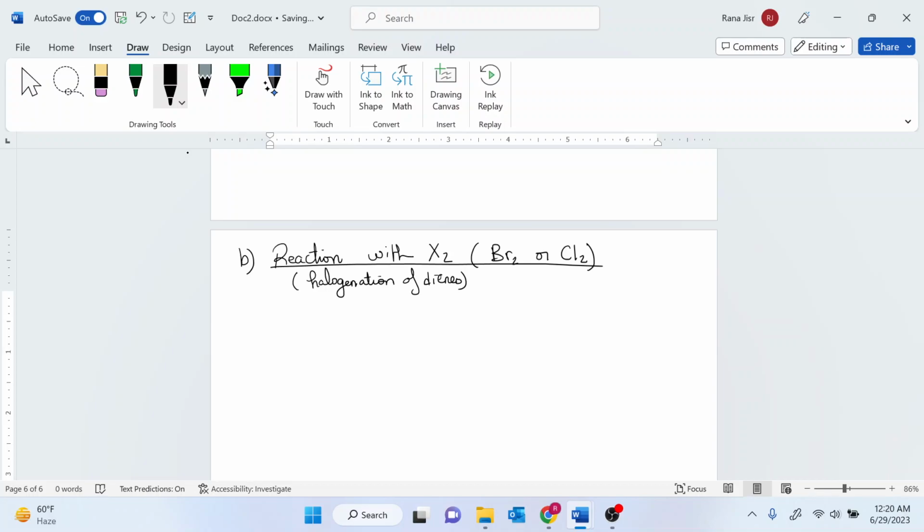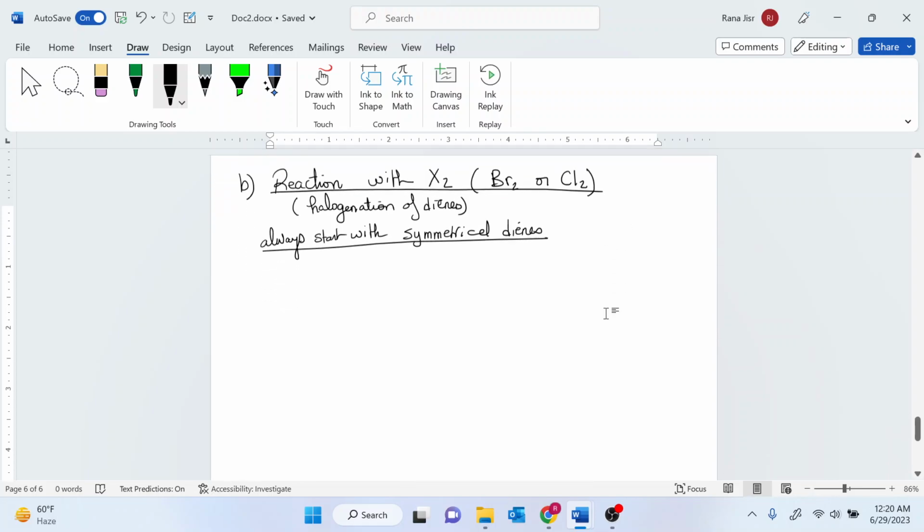And with the halogenation in particular, we're always going to start with symmetrical dienes. The rule is going to be the same in there. You are either doing all the products, or you're doing the kinetic product if the temperature is low, or the thermodynamic product if the temperature is high.